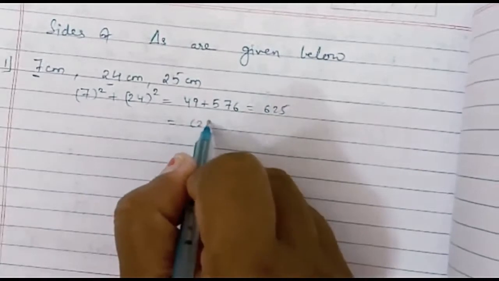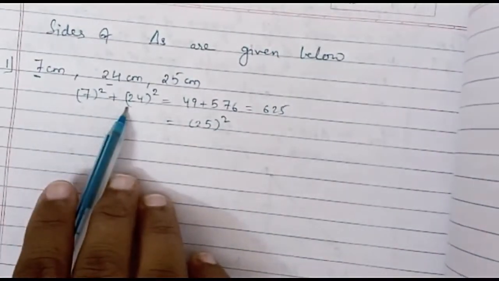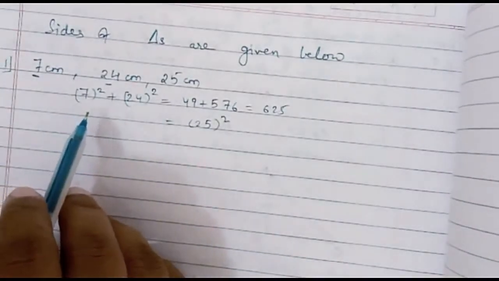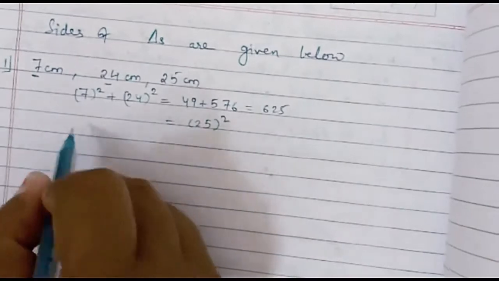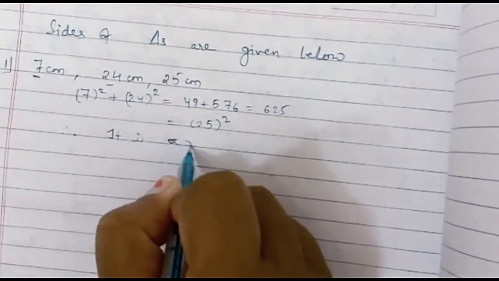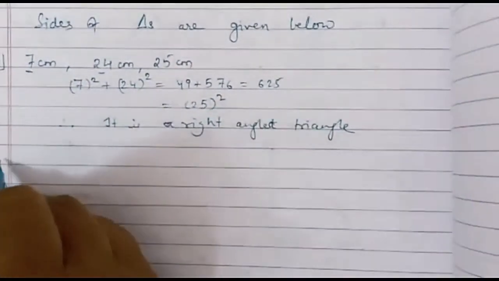Actually 625 is the square of 25. So we can say here 7 square plus 24 the whole square is equal to 25 the whole square. So we can say that it satisfies Pythagoras theorem, and therefore it is a right angle triangle, right? Same way, let us take a few more examples.